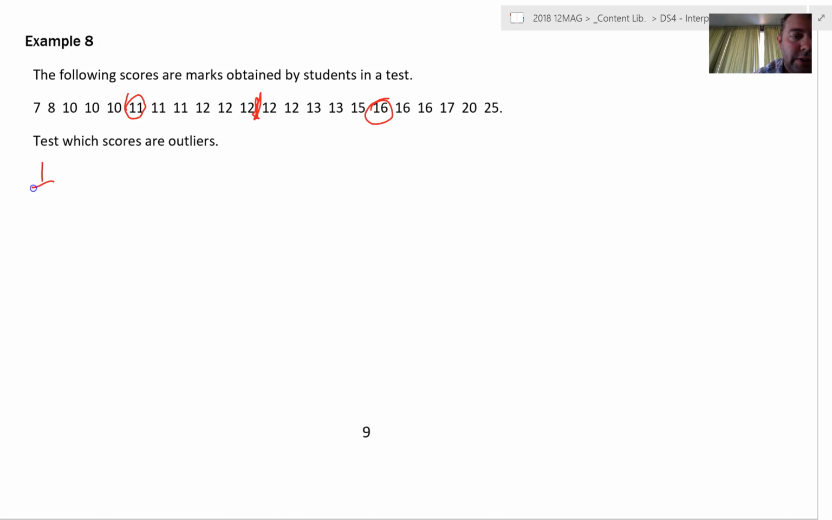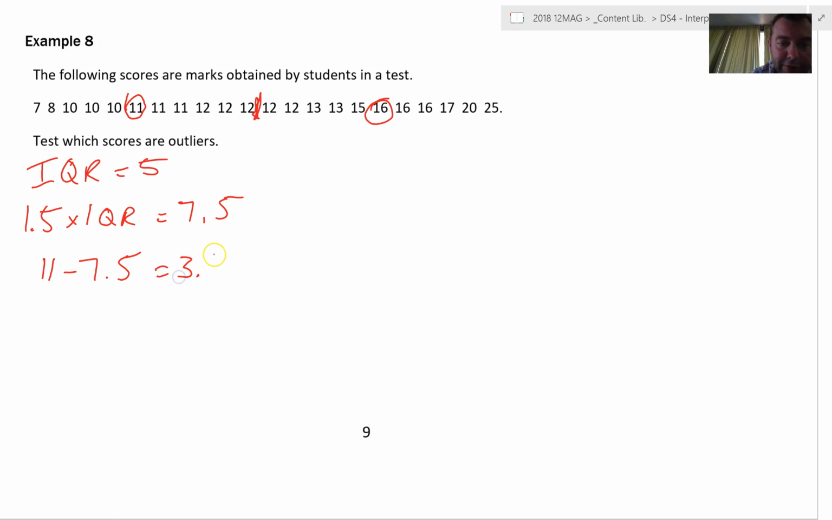So my interquartile range equals the difference between 11 and 16. How far apart are they? They're 5. 1.5 times my interquartile range equals 7.5. Now, 11 minus 7.5, that's Q1 minus 1.5 times the interquartile range, is 3.5. So any score below 3.5 would be an outlier. No outliers down here. Let's try the same thing up here.